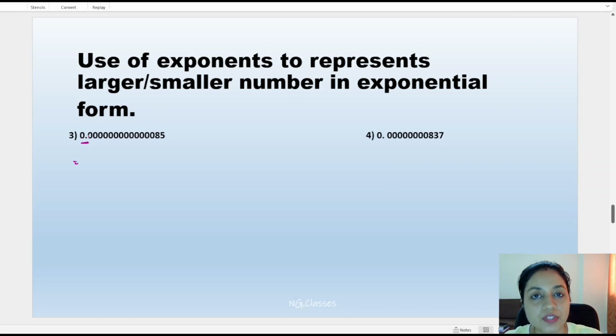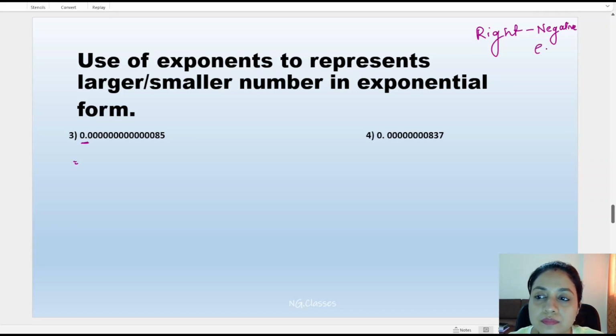Okay. So we will shift the place of the decimal. Now here when you will see carefully, you will realize that we need to shift the place of decimal towards the right direction. And we must know that right direction will give the negative exponent. So let's see how many places we are going to shift the place of decimal. 1, 2, 3, 4, 5, 6, 7, 8, 9, 10, 11, 12, 13 and 14.